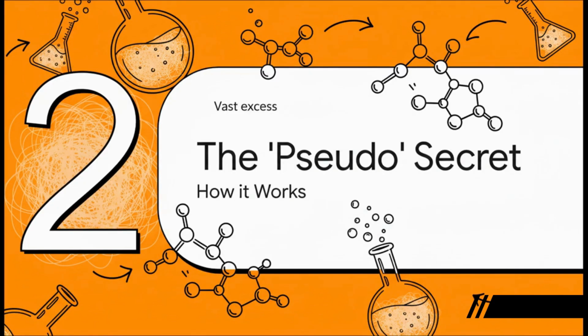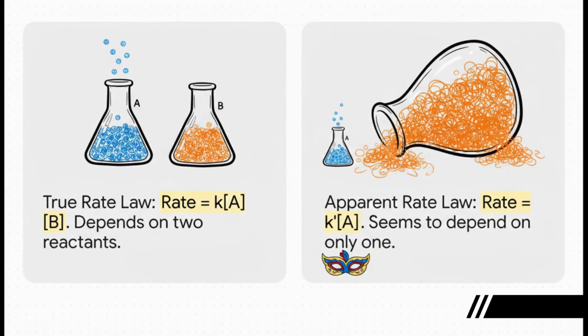So how does this vast excess thing actually work? How does it create this illusion? Let's uncover the secret. Check this out. This is the magic trick right here. On the left, you've got the real rate law. Rate equals K times concentration of A times concentration of B. It depends on two things.